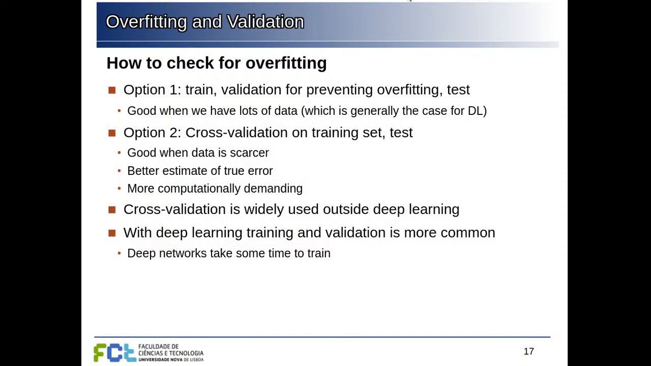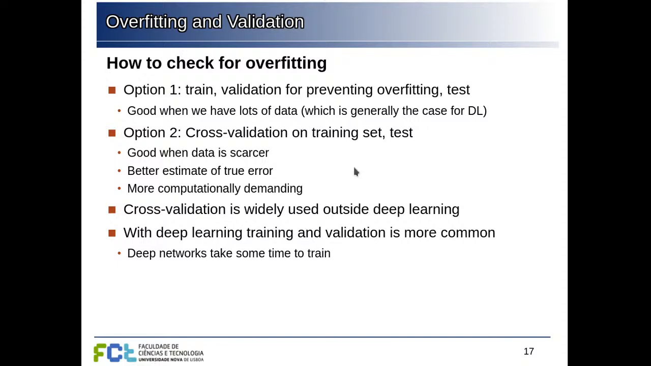But it's generally not very good for deep learning, because with deep learning, cross-validation will generally take a very long time. If you have to train the network and it takes, for example, 3 or 4 days to train your network, if you want to do that 5 times, then you are talking about 2 weeks just to do cross-validation. So generally, it's too costly to do cross-validation in deep learning.